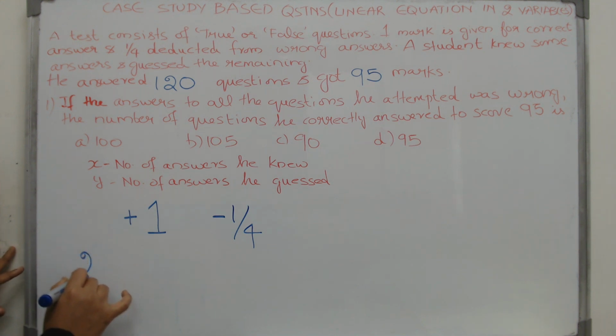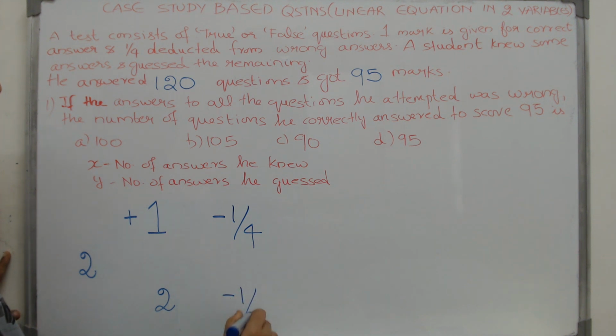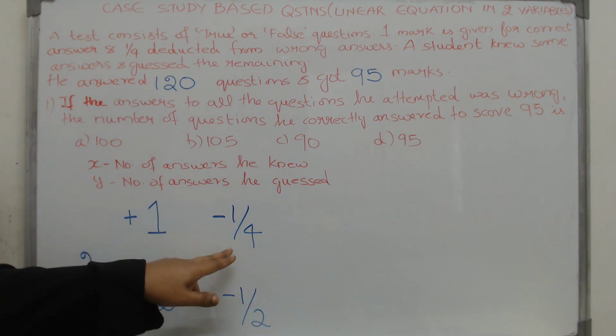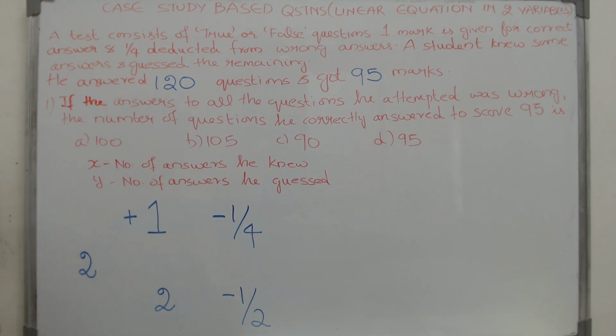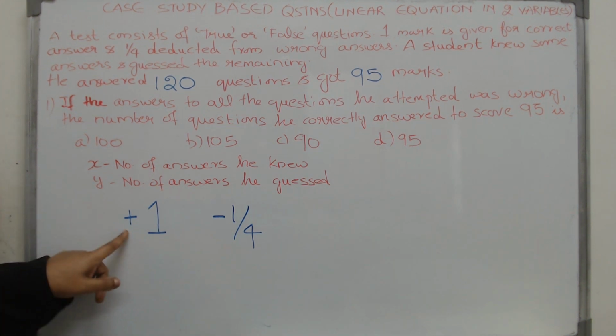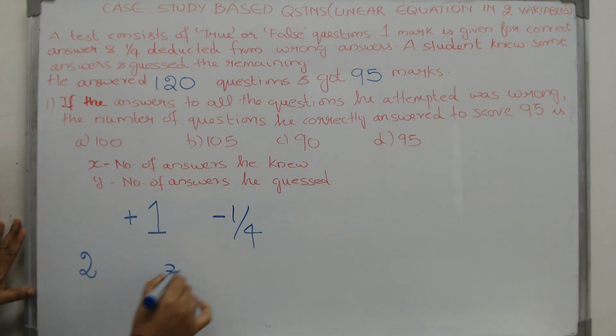Suppose the student wrote 2 answers. If both are correct, he will get 2 marks. If both are wrong, then from his total, minus half will be deducted. Minus 1 by 4 for each answer, and you add it and you will get minus 1 by 2 will be reduced from his total. But then what if one is correct and the other one is wrong? Then add them up. He will be getting 3 by 4. That is all he will get.